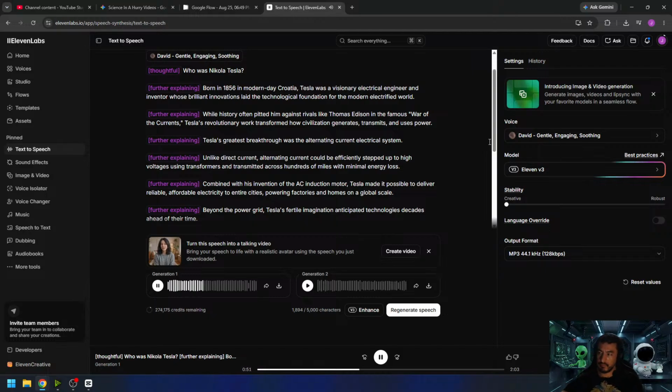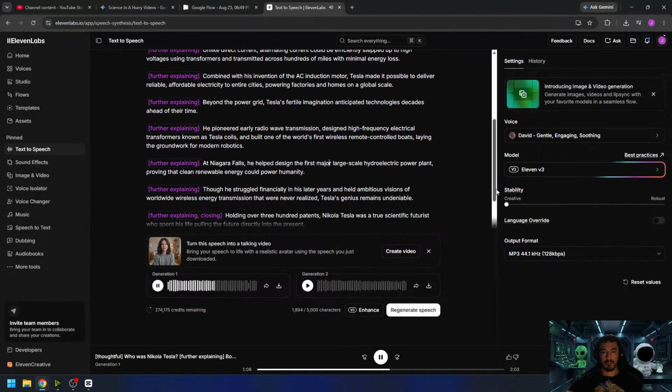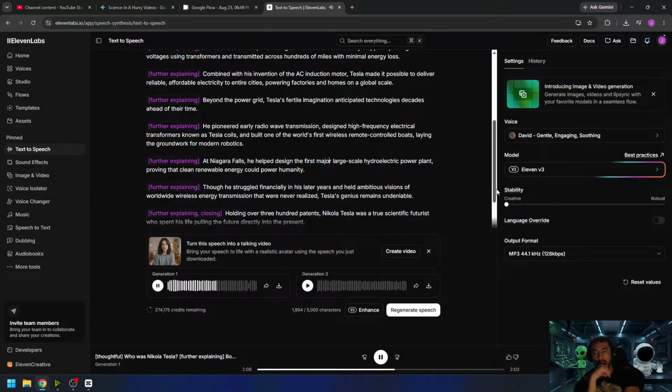Combined with his invention of the AC induction motor, Tesla made it possible to deliver reliable, affordable electricity to entire cities, powering factories and homes on a global scale. Beyond the power grid, Tesla's fertile imagination anticipated technologies decades ahead of their time. He pioneered early radio wave transmission, designed high-frequency electrical transformers known as Tesla coils, and built one of the world's first wireless remote-controlled boats, laying the groundwork for modern robotics.